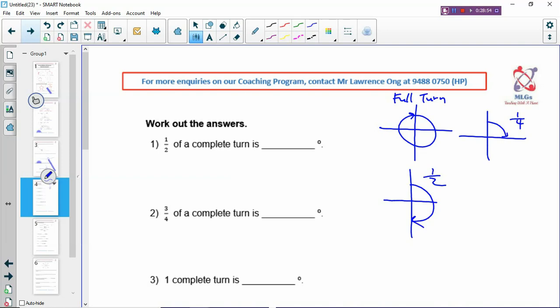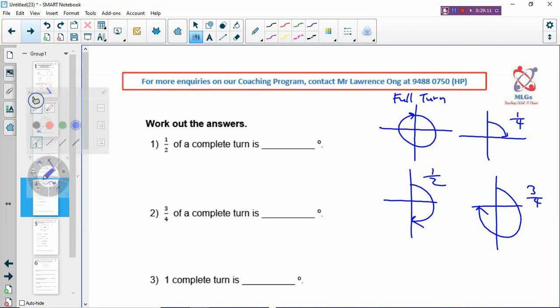A full turn is like a complete turn. If you turn like that, that is 3/4 of a complete turn. So a full turn is a complete turn. Then you have half, you have 1/4 and 3/4. So if you see half a complete turn, how many degrees is that? It is actually 180, right? Because it looks like a protractor. So half a complete turn is 180 degrees.